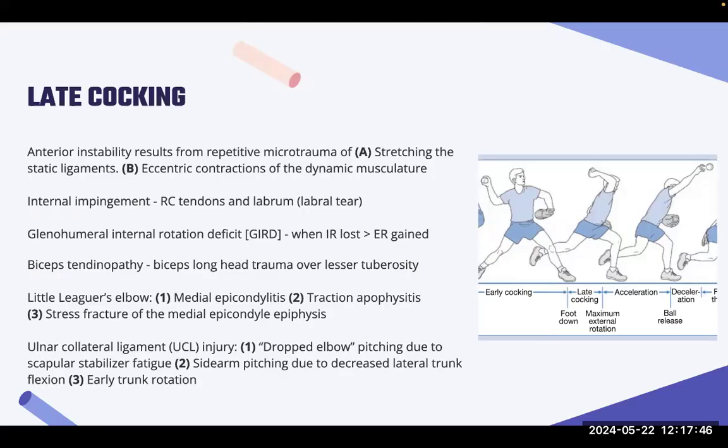And then, of course, on the medial side of the elbow, you also have your UCL. And that really can happen due to a few reasons. One is a dropped elbow, and that's really because your scapular stabilizers are fatigued. Or it could be your sidearm, you're doing sidearm pitching because your trunk is not rotating as well. And then the third is early trunk rotation. So again, you want to step down and then rotate your trunk. If you rotate your trunk too early, you're not generating that force from the lower extremity. You're doing more upper arm, shoulder, and elbow. And that's why that trunk rotation is so important.